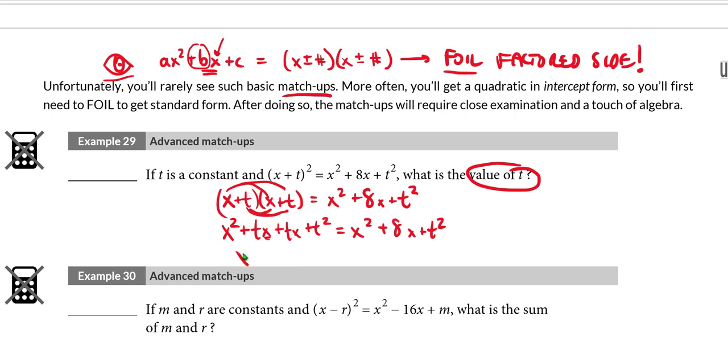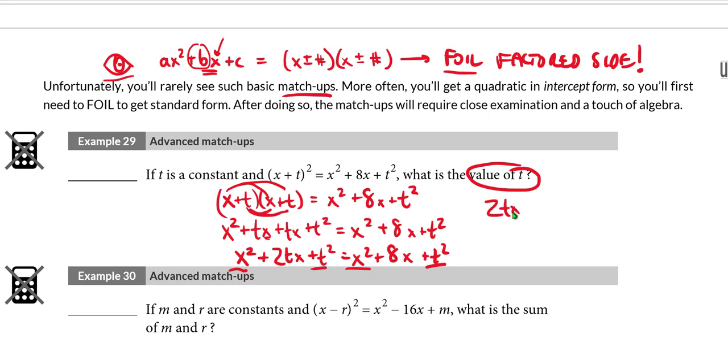And then combining like terms on the left, I have x squared plus 2tx, right? A tx plus another tx is 2 tx's, and plus t squared equals x squared plus 8x plus t squared. So it should be pretty clear that I've got my x squared here matching up to my x squared here. I've got my t squared here matching up to my t squared here. Well, the final part of this matchup is to look at the bx term on the left and the bx term on the right, and set those 2 terms equal to each other.